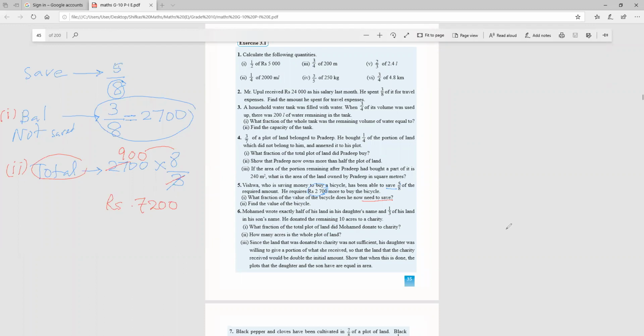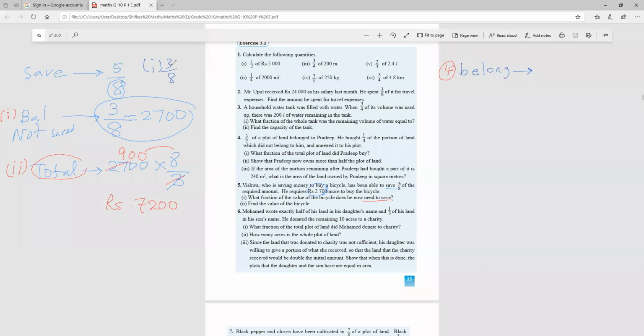Please, children, you have to repeat the whole questions at home. Okay. 3/7 of a plot of land belonging to Pradeep. So, fourth question. The portion which is belonging to Pradeep. What part is belonging to Pradeep? Is the total land belonging to Pradeep?